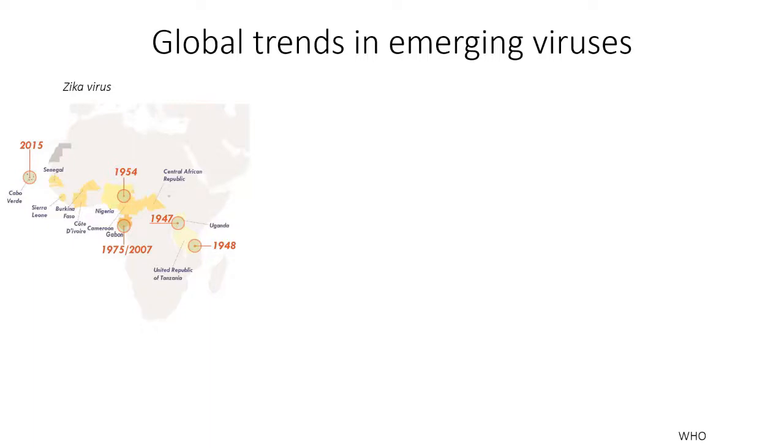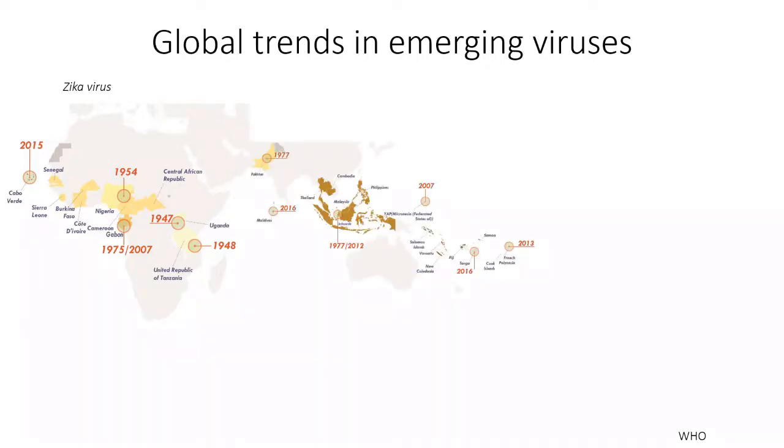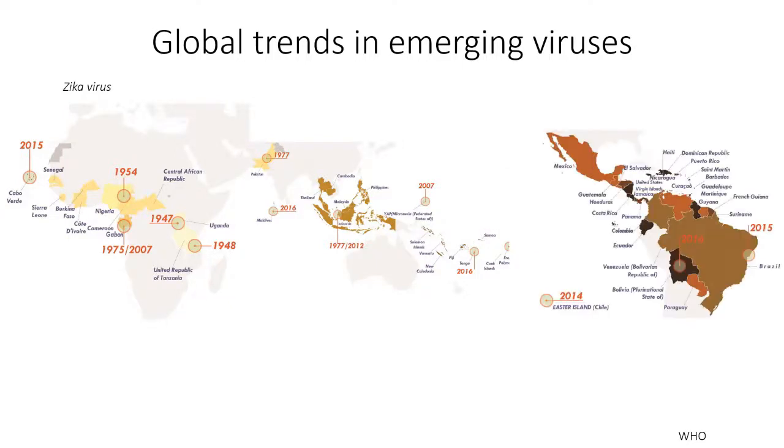So it's almost 70 years that we have been trying to control this virus. Later on, in the 2000s, the virus emerged in Oceania, in Australia and nearby islands. And then, as we know, a big outbreak happened in 2015 and 2016 in South America that took over the news, and that again brought attention to flaviviruses.